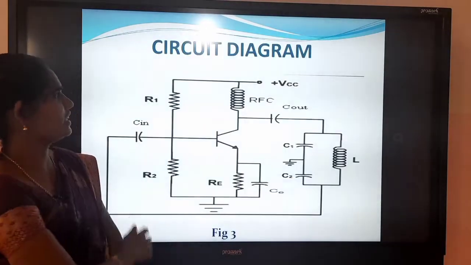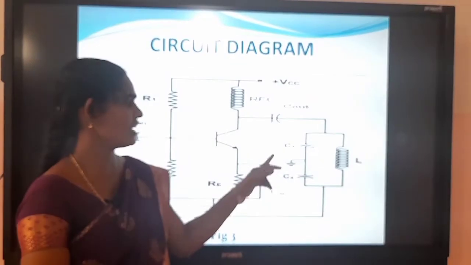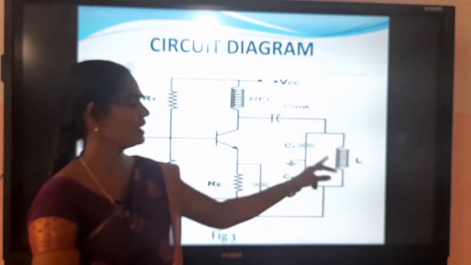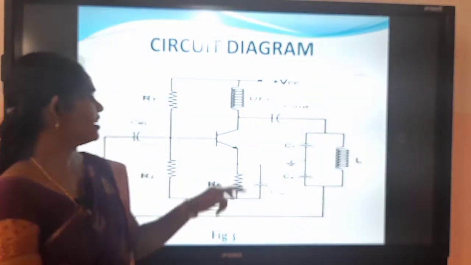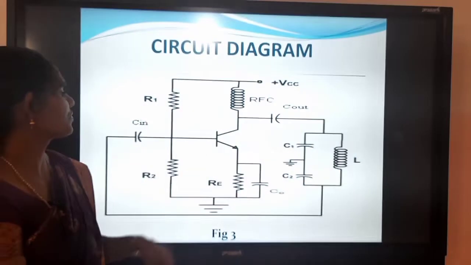Circuit construction. This circuit is constructed with two capacitors C1 and C2, which are connected in parallel with a common inductor L. And this acts as the tank circuit of the system.